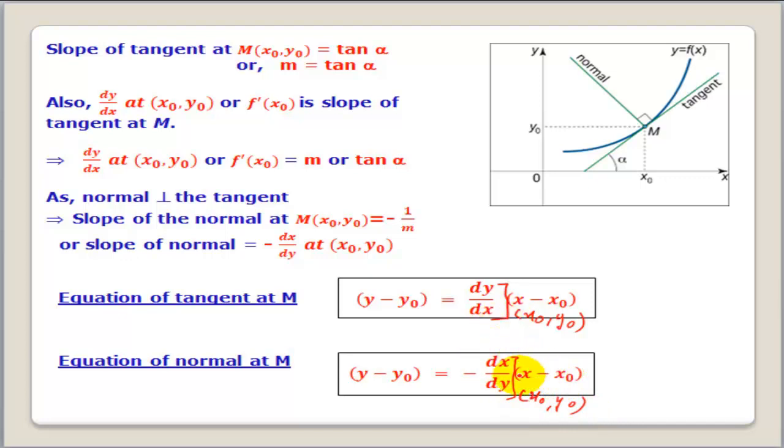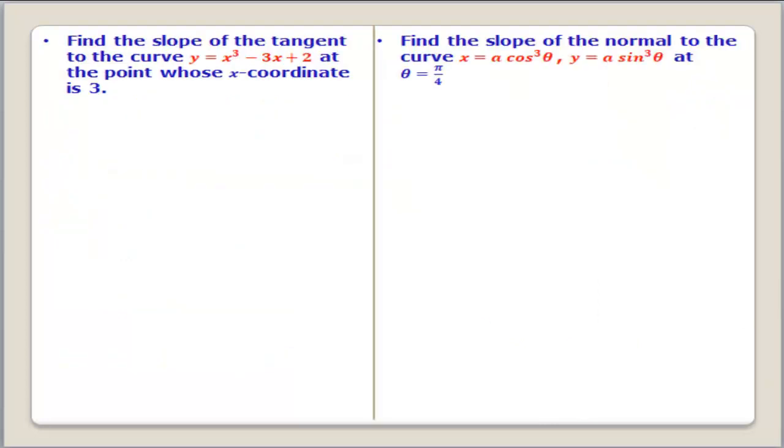So keeping these results in mind, we can now try to find the slope of certain lines called tangent or normal, and simultaneously let us see if we can write their equations as well. Now, children, taking some examples from the topic tangents and normals. The first question is, find the slope of the tangent to this curve at the point whose x coordinate is 3.